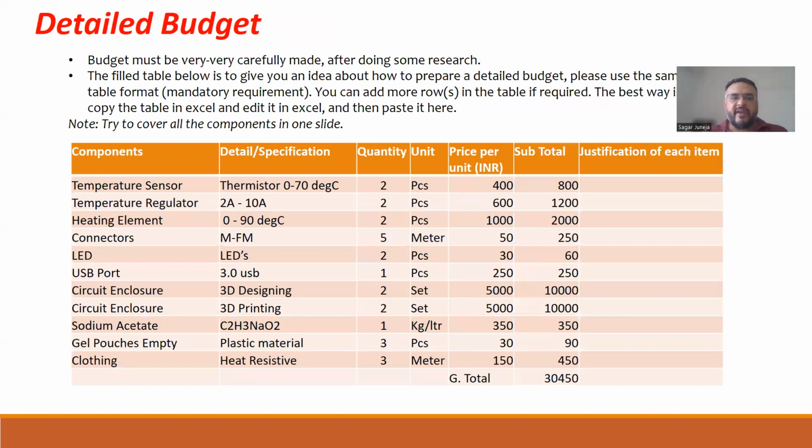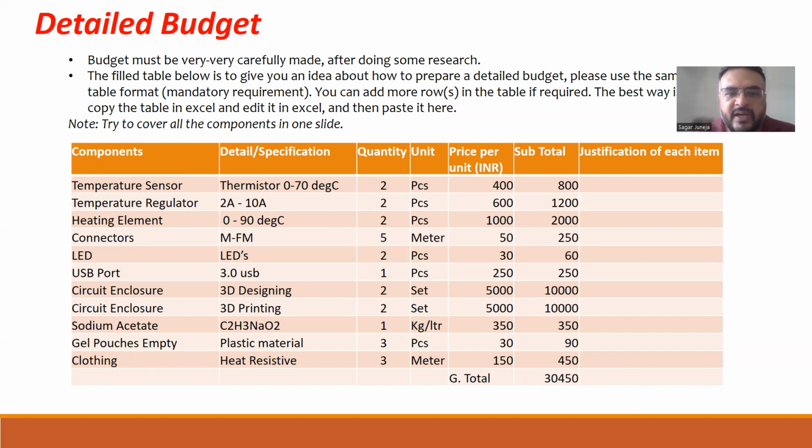Now this slide, a very important slide on budget. So we want a detailed budget. So this is a sample budget that I have prepared. You should include each and every component that you need, the specification of the component, temperature ranges, current ranges, voltage ranges, right? Current standards, whatever you want to include in the specifications. The quantity of each component that you want and justification of the components.